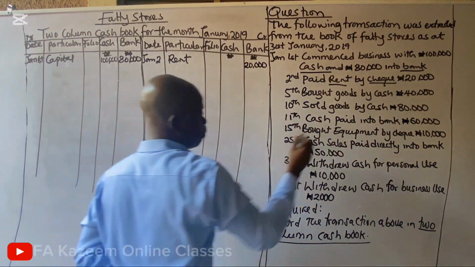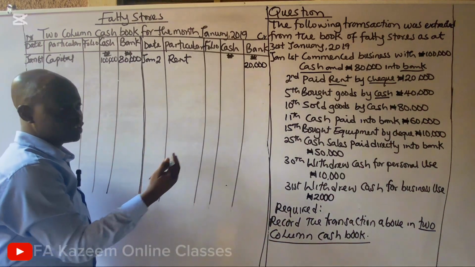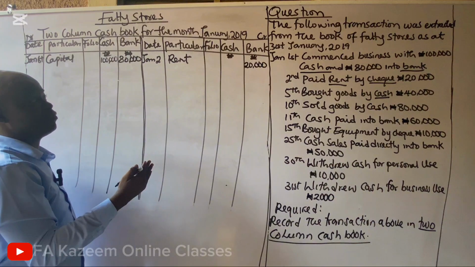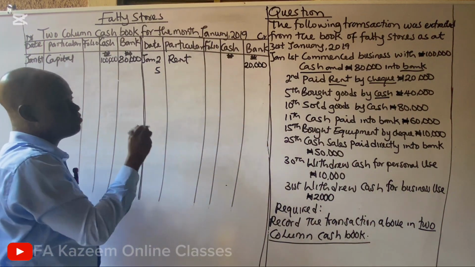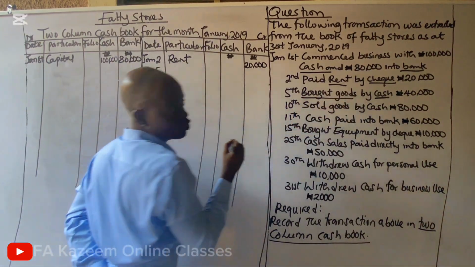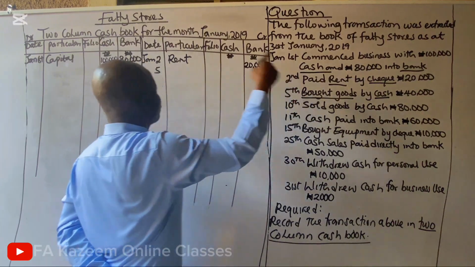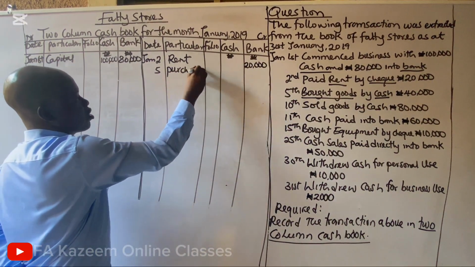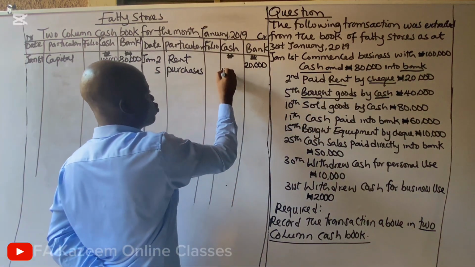On the 5th, bought goods by cash. Meaning, party store is buying goods and making payment through cash. Here's the payment side of the cash book, the credit side, and that's on the 5th. What they are paying for is the particular, and what they are paying for is bought goods. And we said anytime you see bought goods, your solution will not be bought goods. What you are going to write in your solution is purchases. And this time they are making the payment through cash.